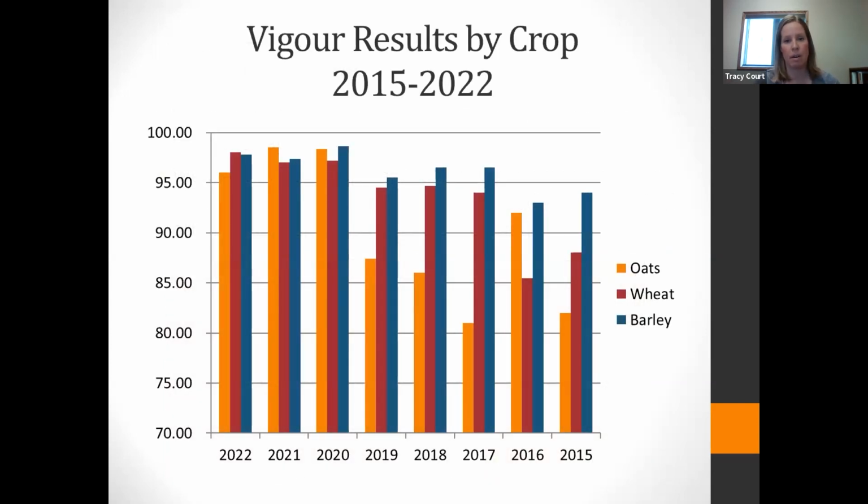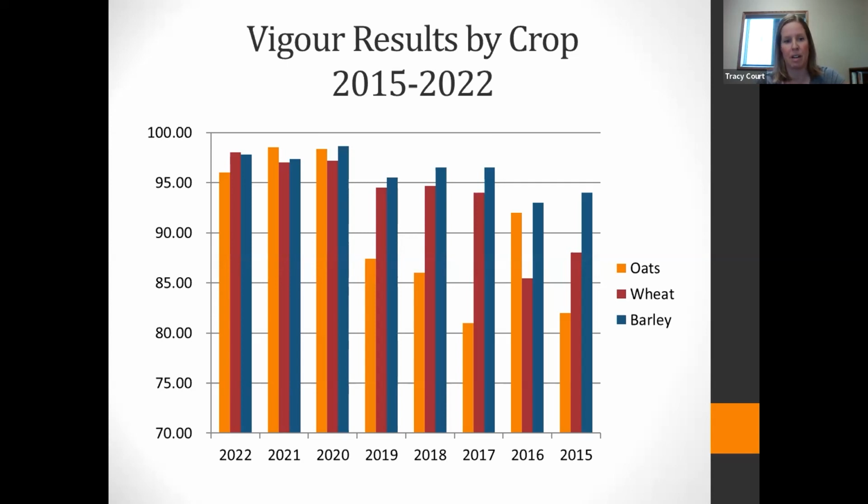Okay, so these are our Vigour test results broken down by crop. This is specific to our farm. This is very raw data. There's been no statistical analysis done on this, so just take it with a grain of salt. I only went back to 2015 because that was when we switched labs. So all of these results are done with the same lab, and all of these crops were grown on our own farm. So first of all, you'll notice a very general trend.